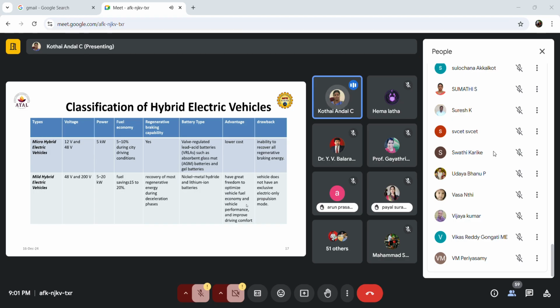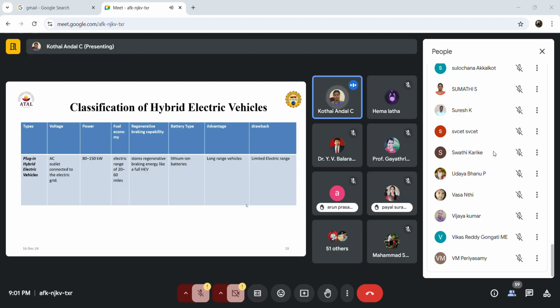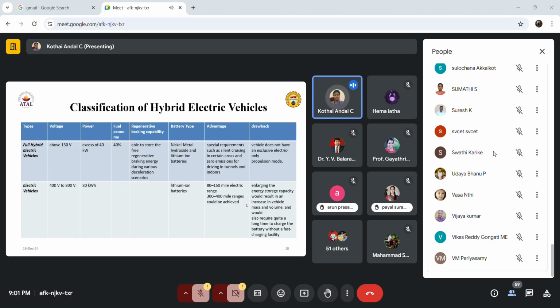Okay. Now the classification of hybrid electric vehicles: again, we are dividing in terms of voltage and power range. Hybrid electric vehicles are divided into micro hybrid electric vehicles, mild hybrid electric vehicles, full hybrid electric vehicles, and plug-in hybrid. These are the four major classifications, all of which are hybrid electric vehicles, divided based on their ratings.